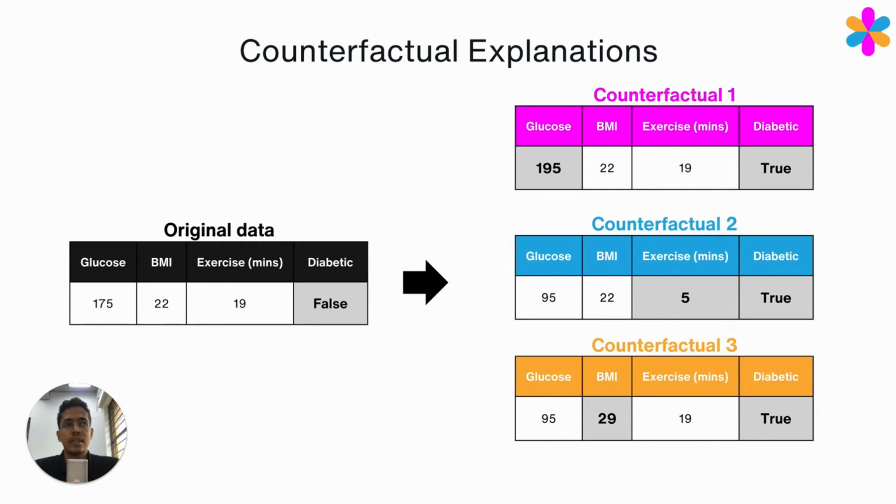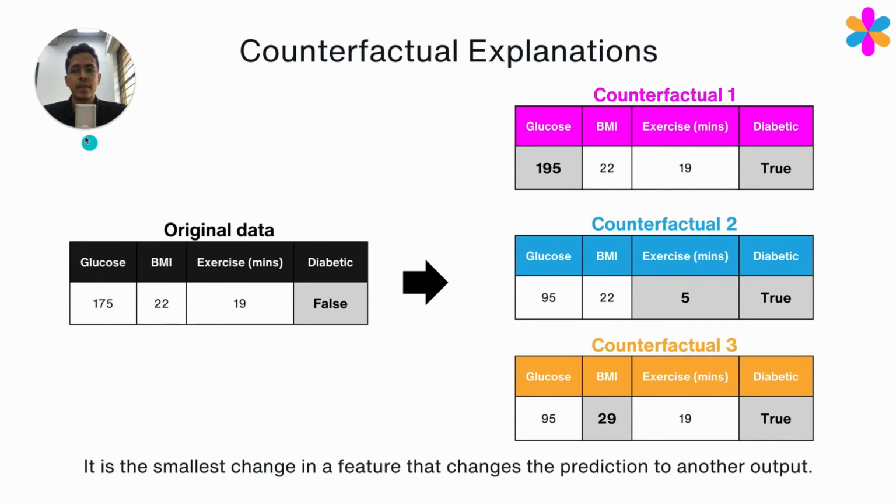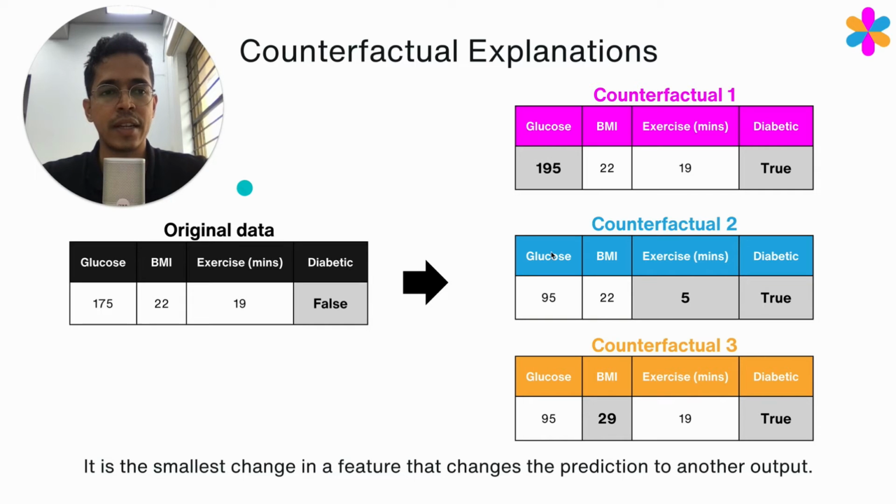Now, these counterfactual explanations make sense only in the presence of a model that can make a prediction based on a set of values of features, whether the prediction is false or true or anything else. So the definition of counterfactual explanations is that it is the smallest amount of change we can bring in a feature, or even in a set of features, that changes the prediction to another output. So if it's a binary prediction, if we change the value of one feature, whether we increase or decrease it, and that changes the output value, that is an example of a counterfactual explanation.